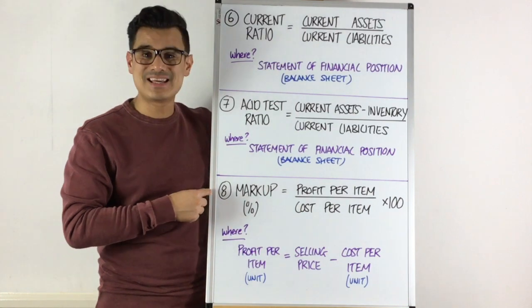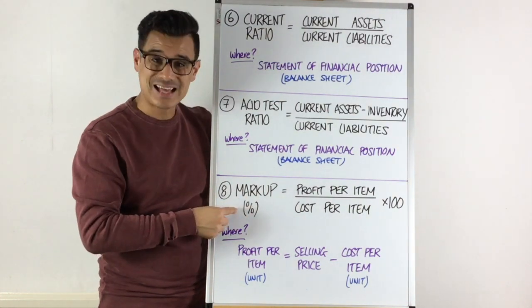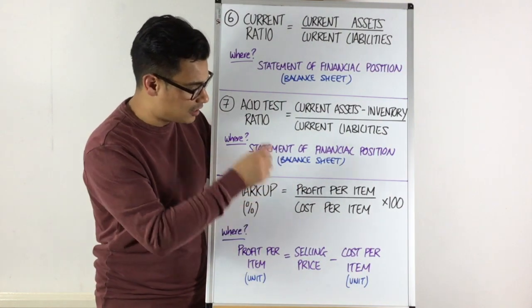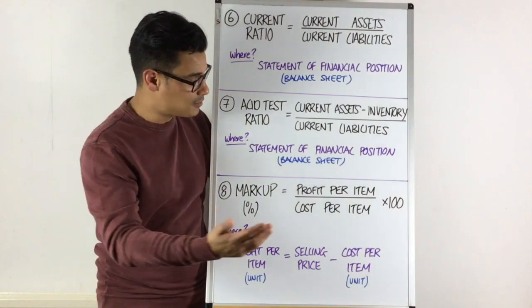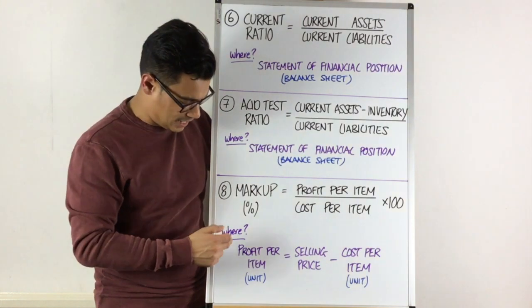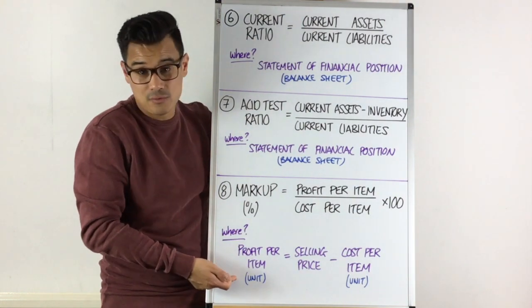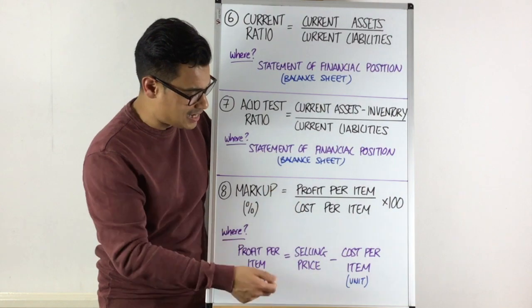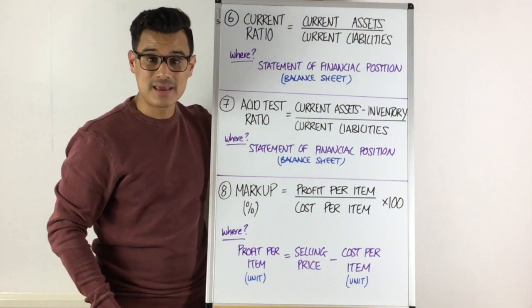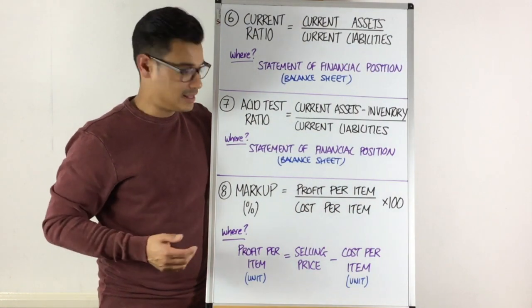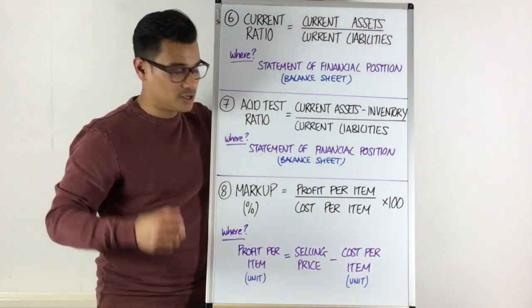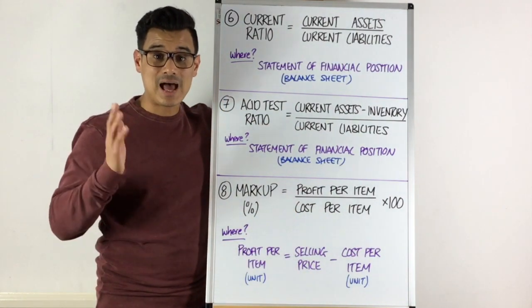And the last one that you will see is markup. Markup measured as a percentage. And that is your profit per item, your profit per unit, divided by the cost to make that unit, times by 100, giving you the percentage. And where you'll find this, well, it's more about how you'll calculate it. Your profit per item, otherwise known as your unit, is simply going to be your selling price, so how much you're selling it for, minus the cost to make that one unit. Simply calculate that profit per item from this formula here. You'll get your cost per item, and then you can work out the markup as a percentage.